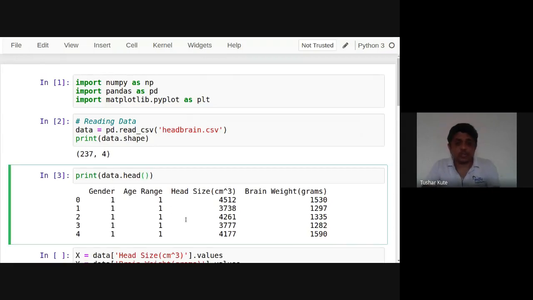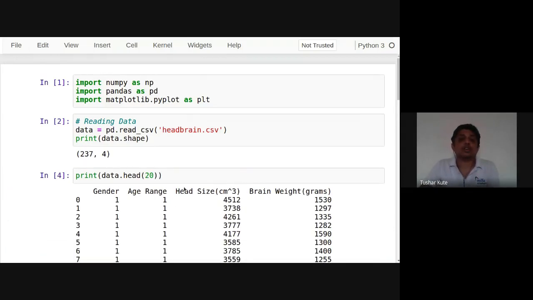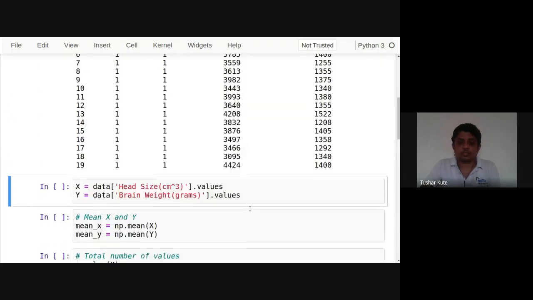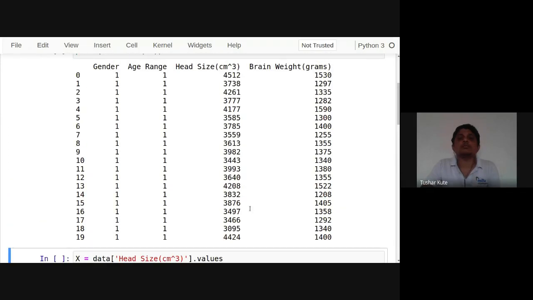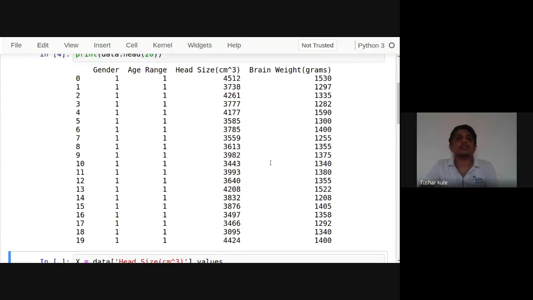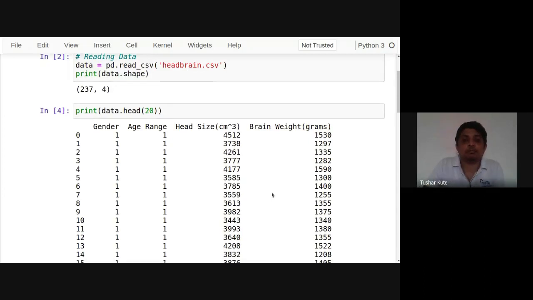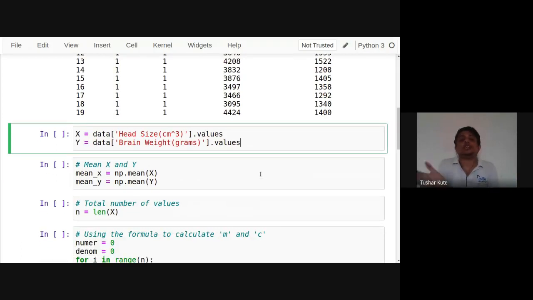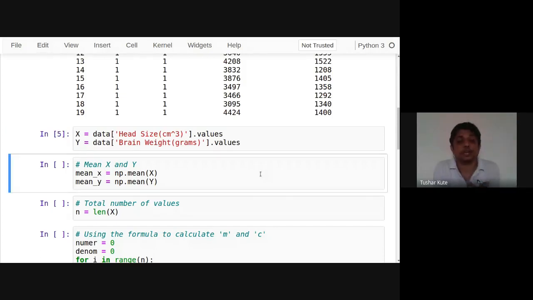You can see this, I just read the first 20. Okay, and we'll check whether they are linearly connected or not. For that purpose, I have extracted the values from head size, the input variable, that is x, and brain weight, the output variable, that is y. That's how I have separated them, and based on that we are going to build the regression model.